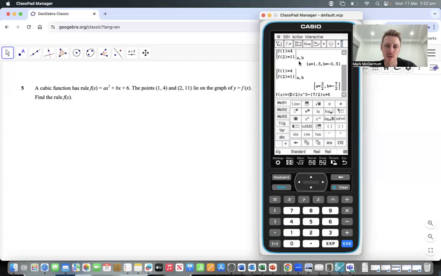You also need to be able to do that by hand by solving two simultaneous equations by either using substitution or elimination. But yeah, hopefully that way on the calculator helps as well.